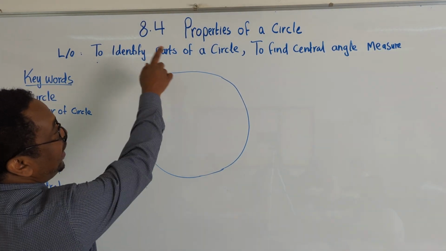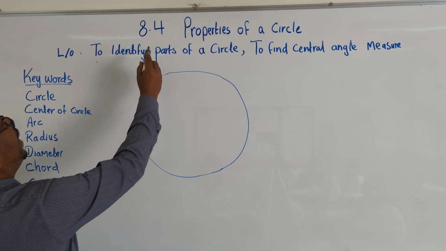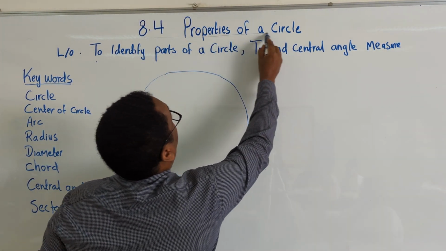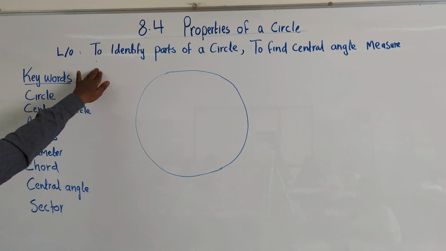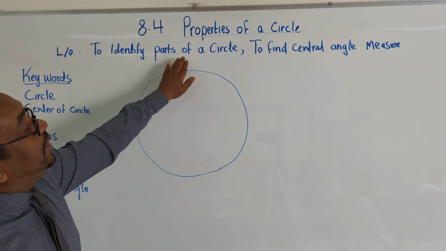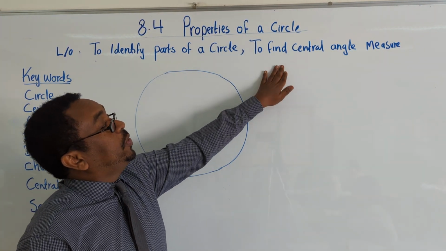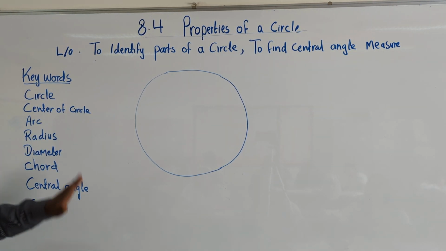Good. Today we are learning 8.4. This is chapter 8, lesson 4, properties of a circle. There are two learning objectives today. We need to identify the parts of the circle and we need to find the central angle measurement. So let's have a look.